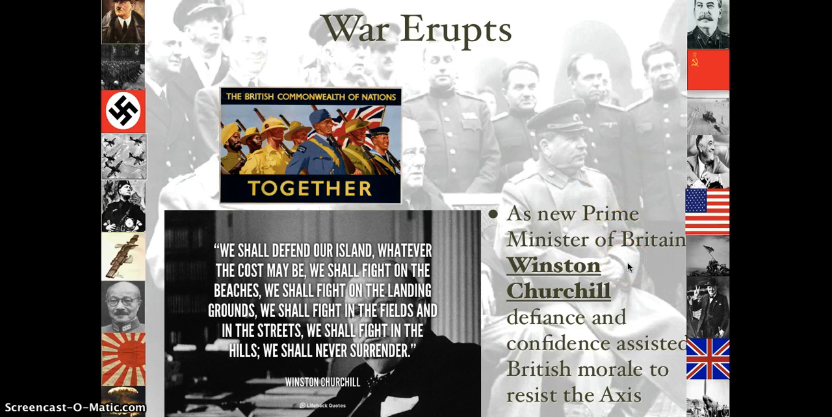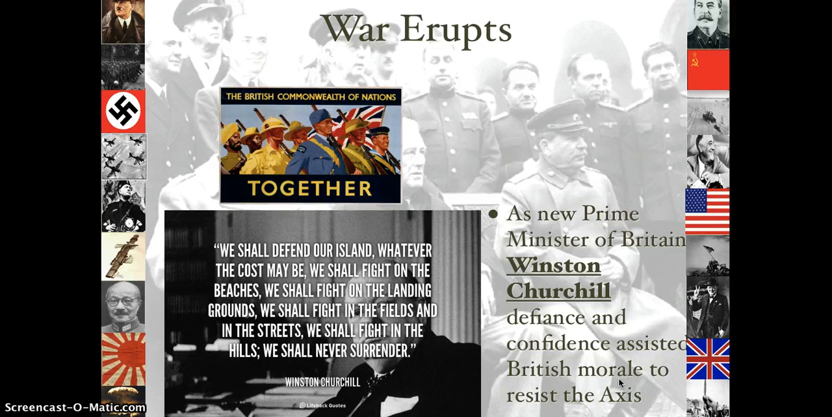One of the significant factors as war erupts is the leadership of Britain changes to Winston Churchill, and he'll be a funny character we'll talk about throughout our time here, but he'll be really defiant and confident that Britain will stand, and he'll really help the morale of the British people to resist the Axis powers.